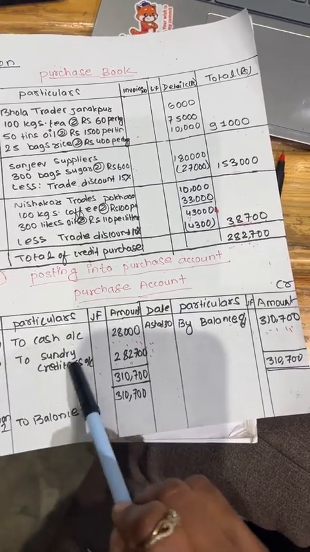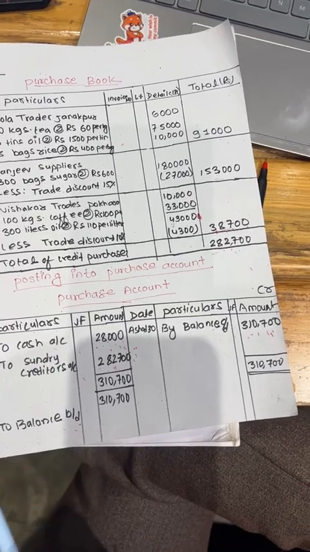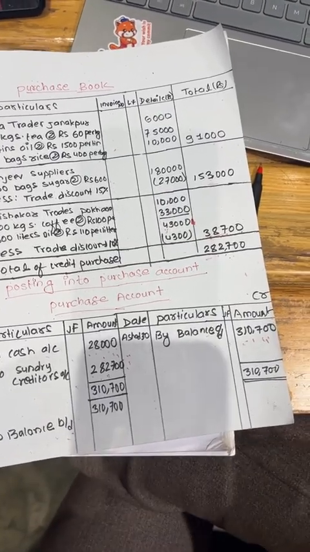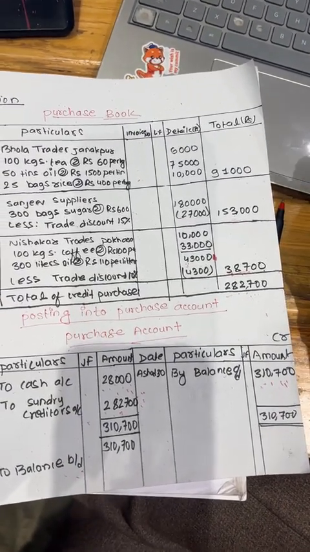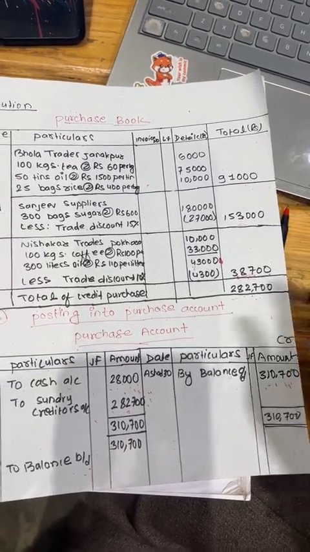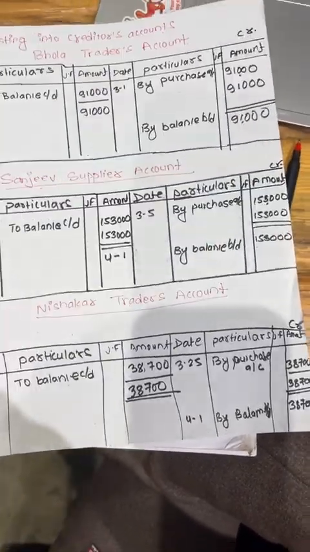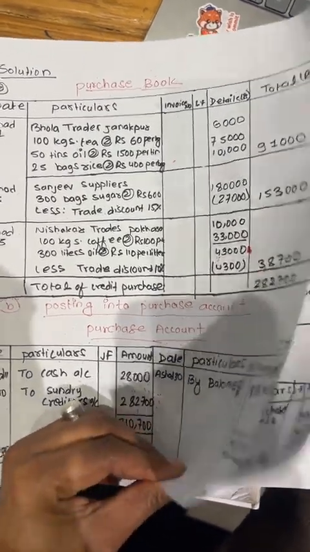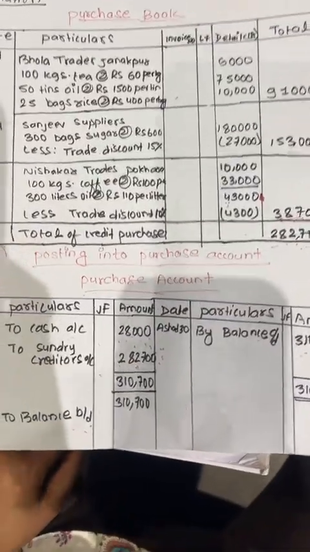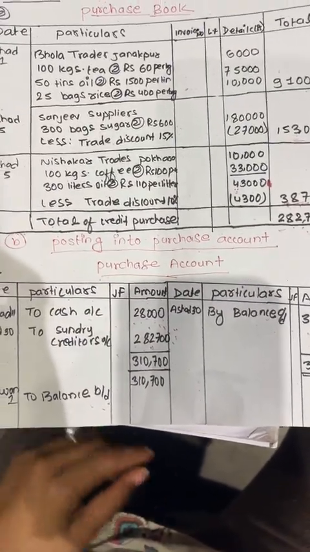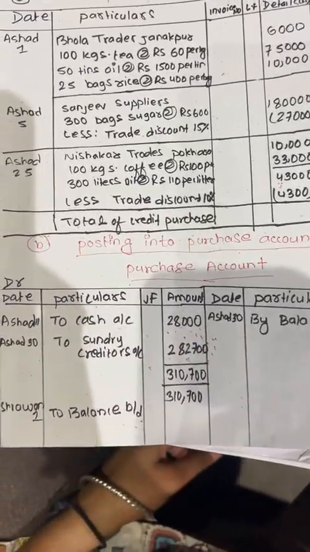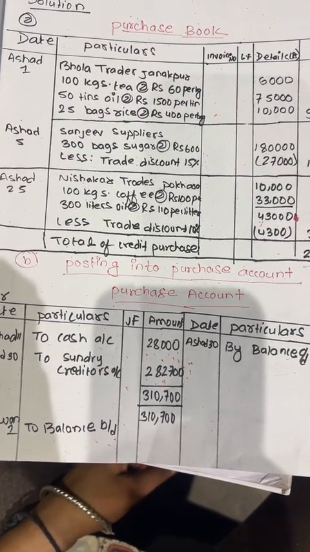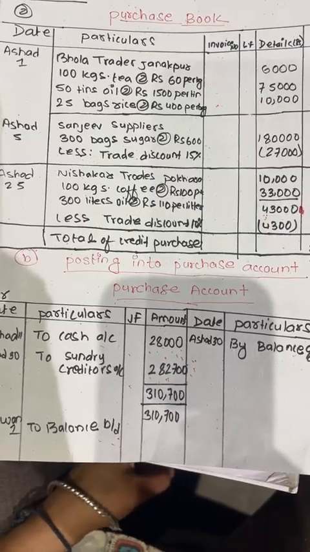And we also mention sundry creditors for the amount. Then we should also mention the bank balance. And now move on to the next question. In the same way we make the purchase book posting and then the purchase account posting. So today we are learning how to post the purchase books and then the corresponding ledger postings.